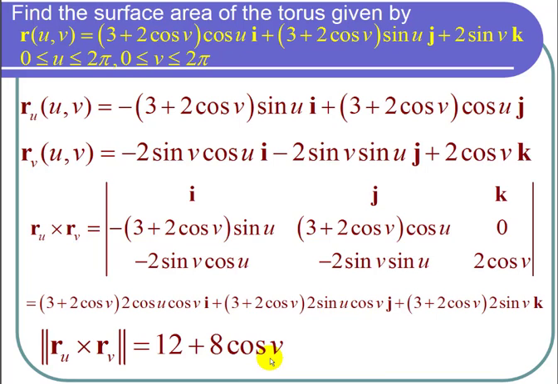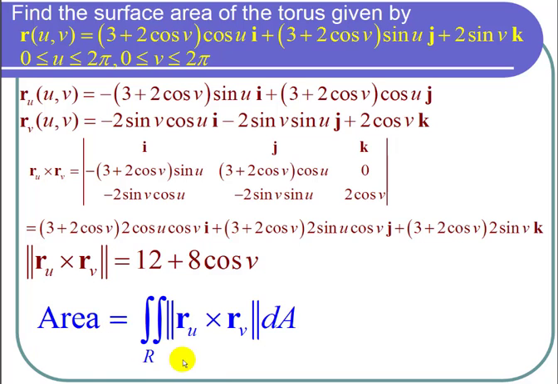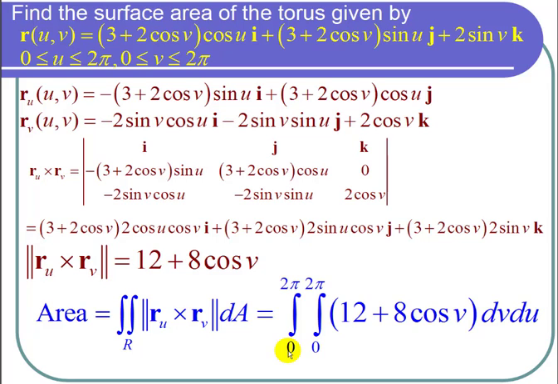So now I'm ready to integrate. So recall that the surface area is the double integral over the region of the r_u cross r_v in magnitude dA. So we take the double integral, u goes from 0 to 2π, v goes from 0 to 2π also, of the 12 plus 8 cosine v, dv du.